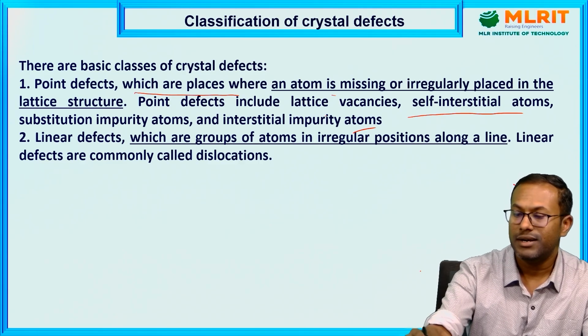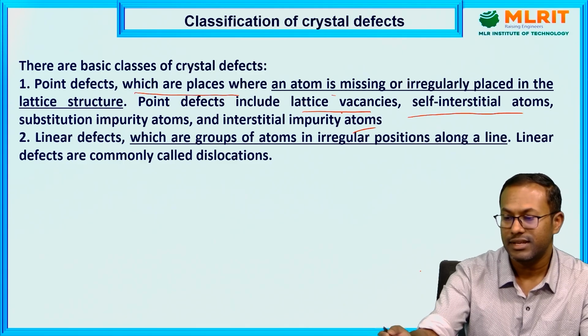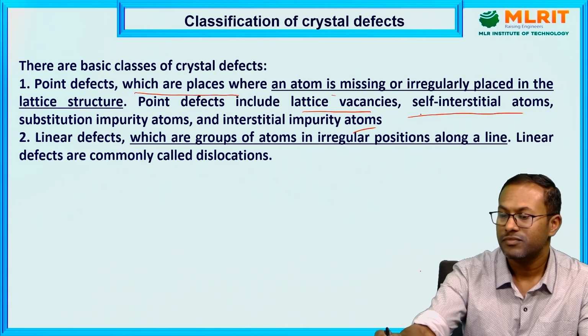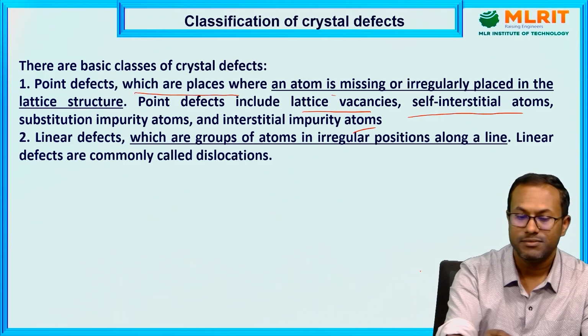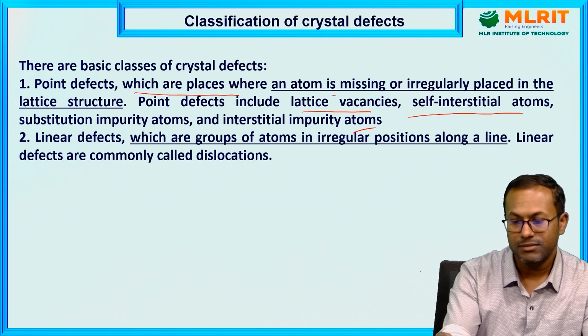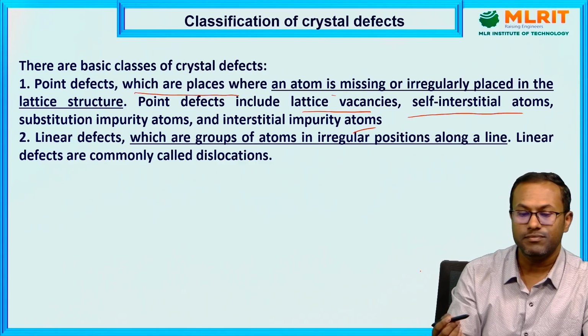There are different causes. If an atom is misplaced or missing, then a vacancy is created. That is one of the reasons. In self-interstitial atoms, the atom is misplaced in some different place. Then there are substitution of impurity atoms or interstitial impurity atoms. Due to these reasons, point defects come.